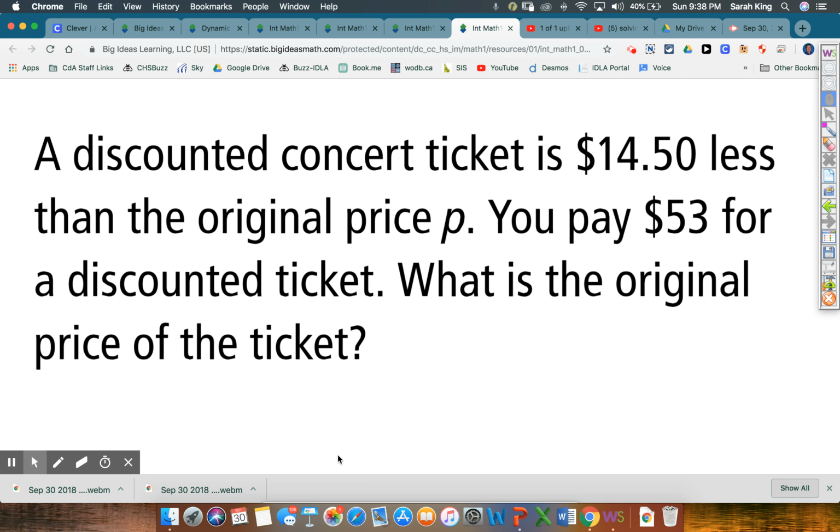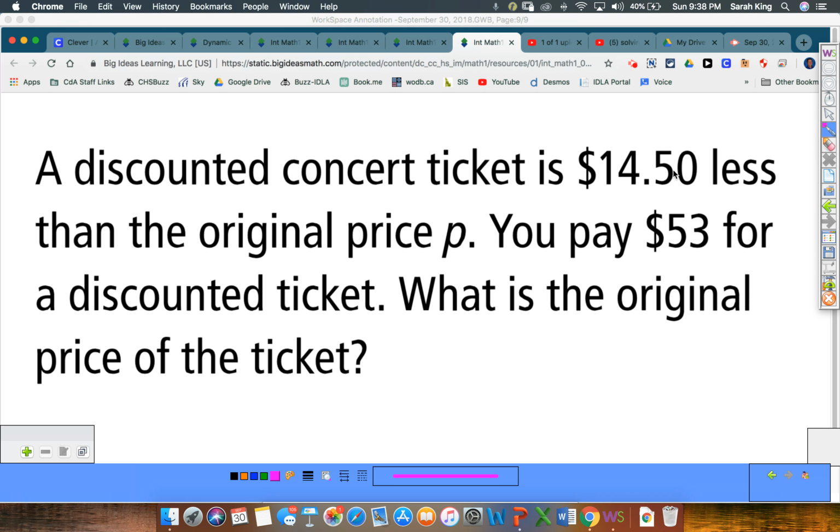A discounted concert ticket is $14.50 less than the original price. They're giving you a variable, so they probably want you to use it. It doesn't explicitly say write an equation, but often it will. You pay $53 for a discounted ticket. Okay. What is the original price?